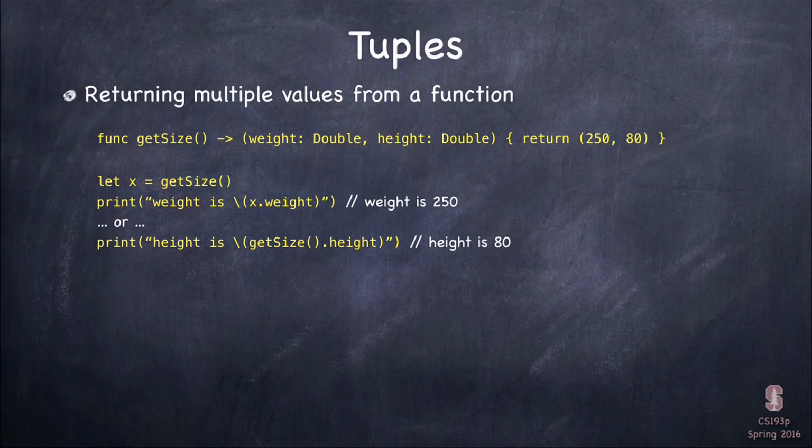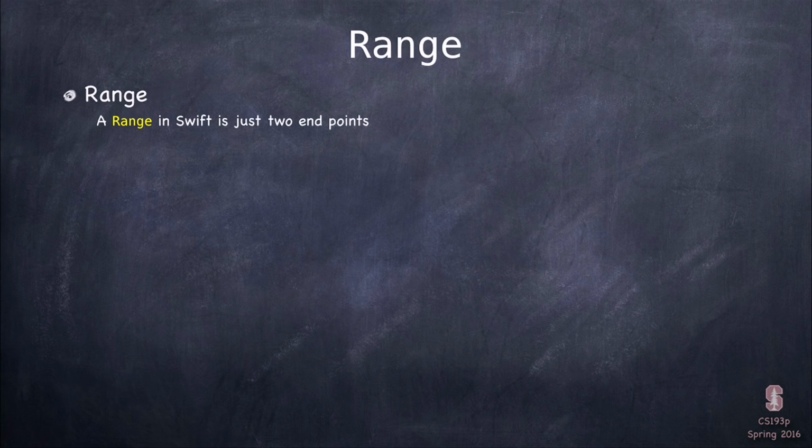So here I'm returning this tuple, weight and height. Obviously, straightforward how we do that. So tuples are perfectly valid return values. So you can return multiple things from functions.